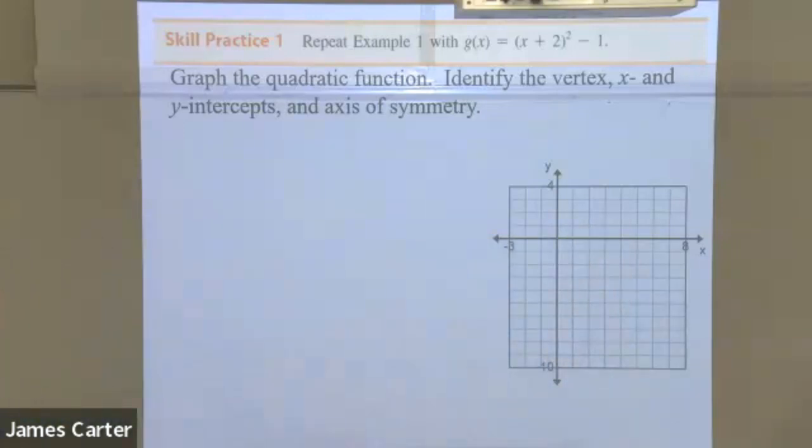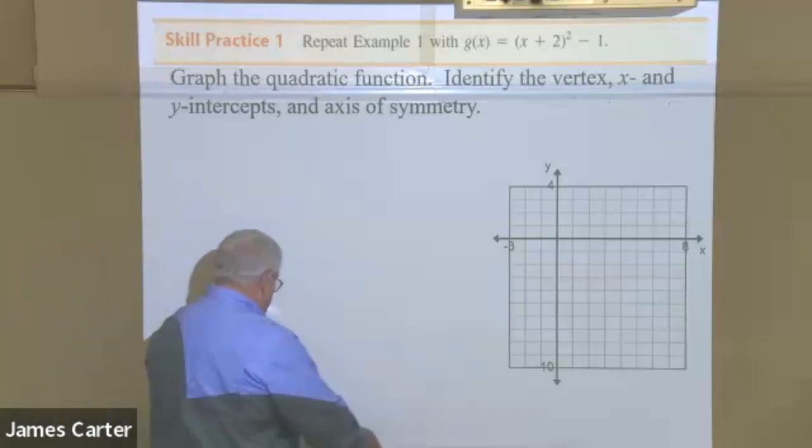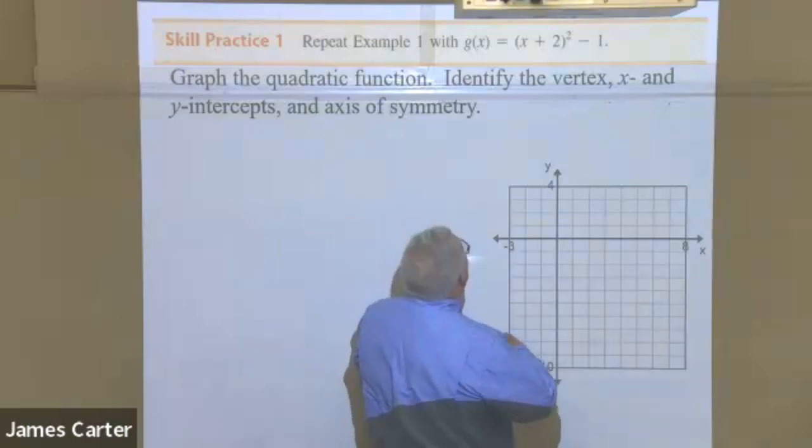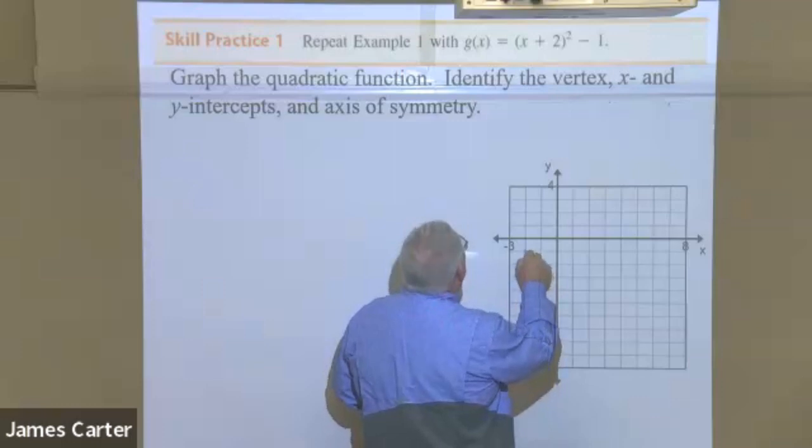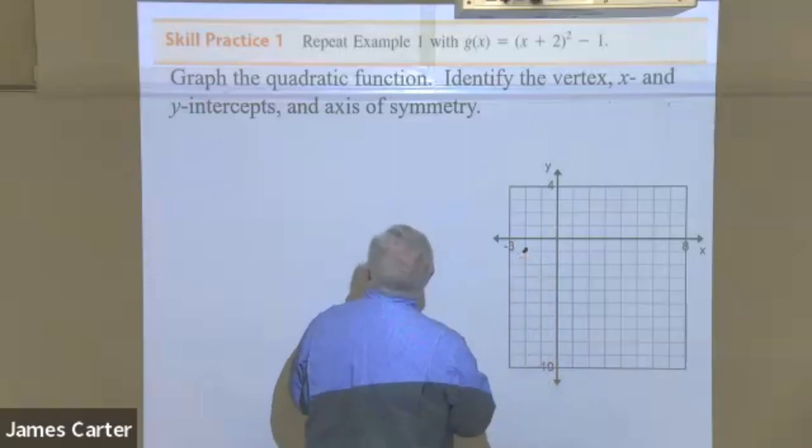Okay, graph the quadratic function, identify the vertex, x and y-intercept, same instructions. A little bit different problem. This one's going to go up, right? -2, -1 is going to be the vertex. So -2, 1, 2, -1 is going to be the vertex right there.